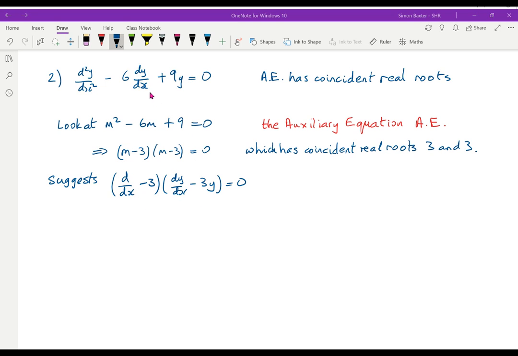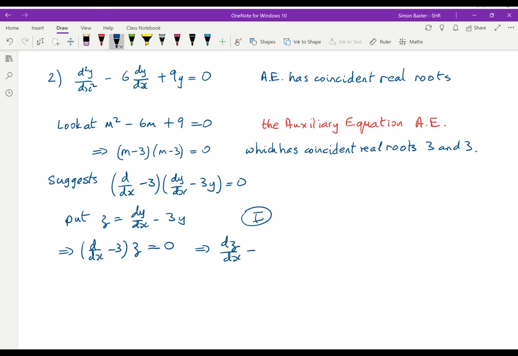Minus 3 dy by dx is minus 6 dy by dx, yes. Plus 9y, yep. So I'm happy with that. In the same way, we're going to put z equal to dy by dx minus 3y, which again I will call 1 because I'm going to refer to it later. The line above now gives us d by dx minus 3z is 0, which is the same as saying dz by dx minus 3z equals 0.